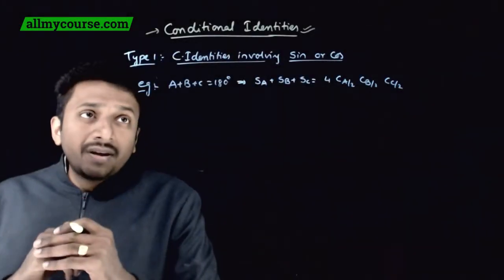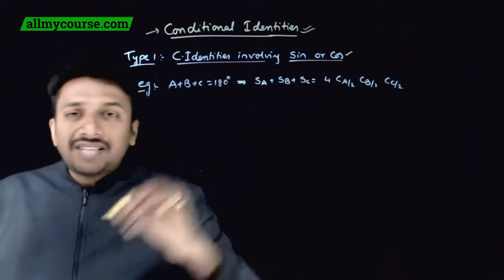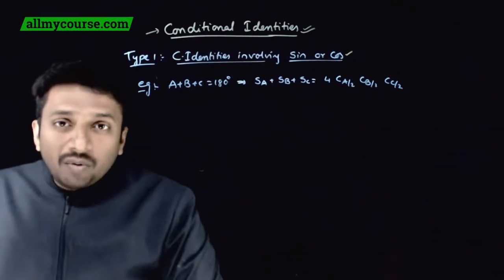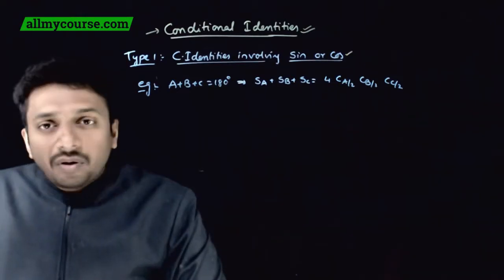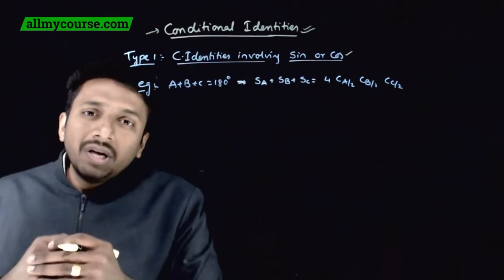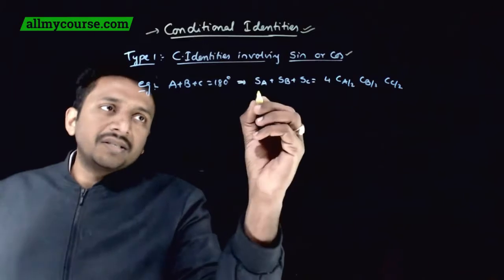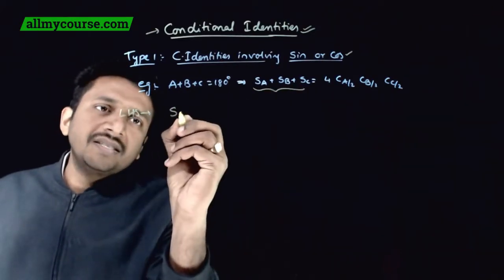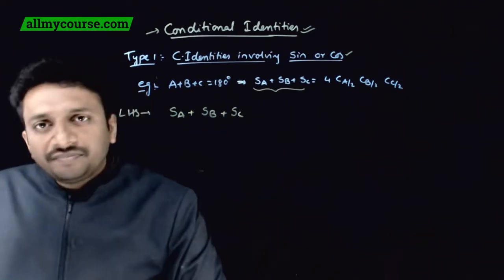The first type of conditional identities are those involving sine and cos. For example, if A plus B plus C is equal to 180 degrees, sin A plus sin B plus sin C is equal to 4 cos A by 2 cos B by 2 cos C by 2. Assume that you're asked to prove this result. How do we go about doing this? Let us start with the LHS. My LHS is sin A plus sin B plus sin C.